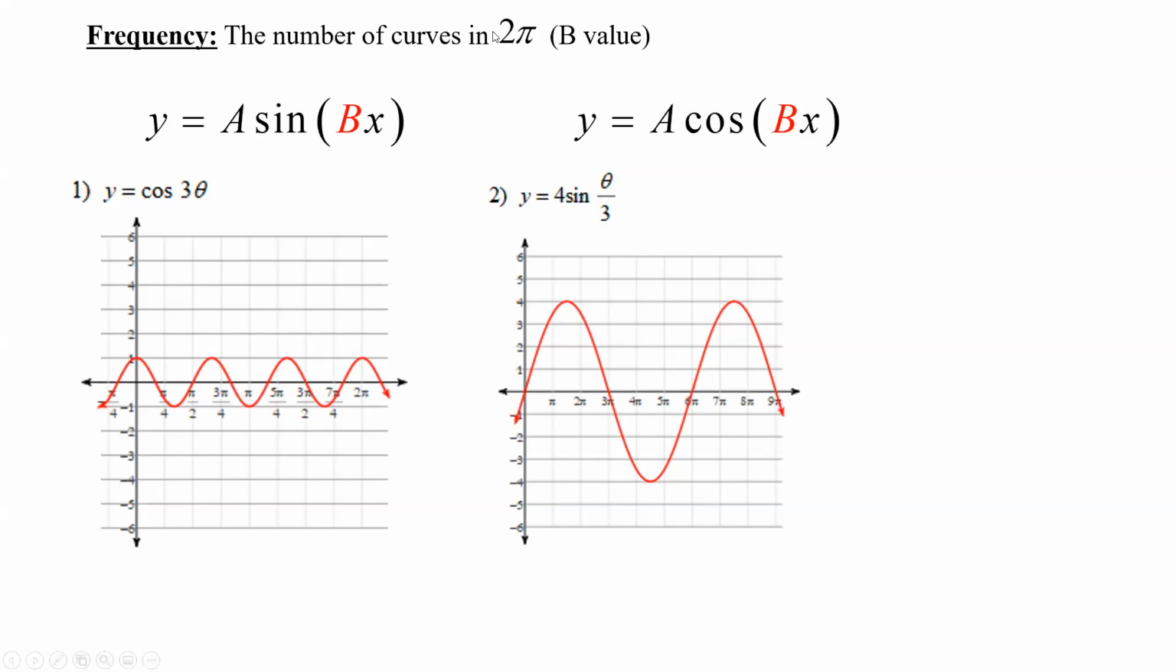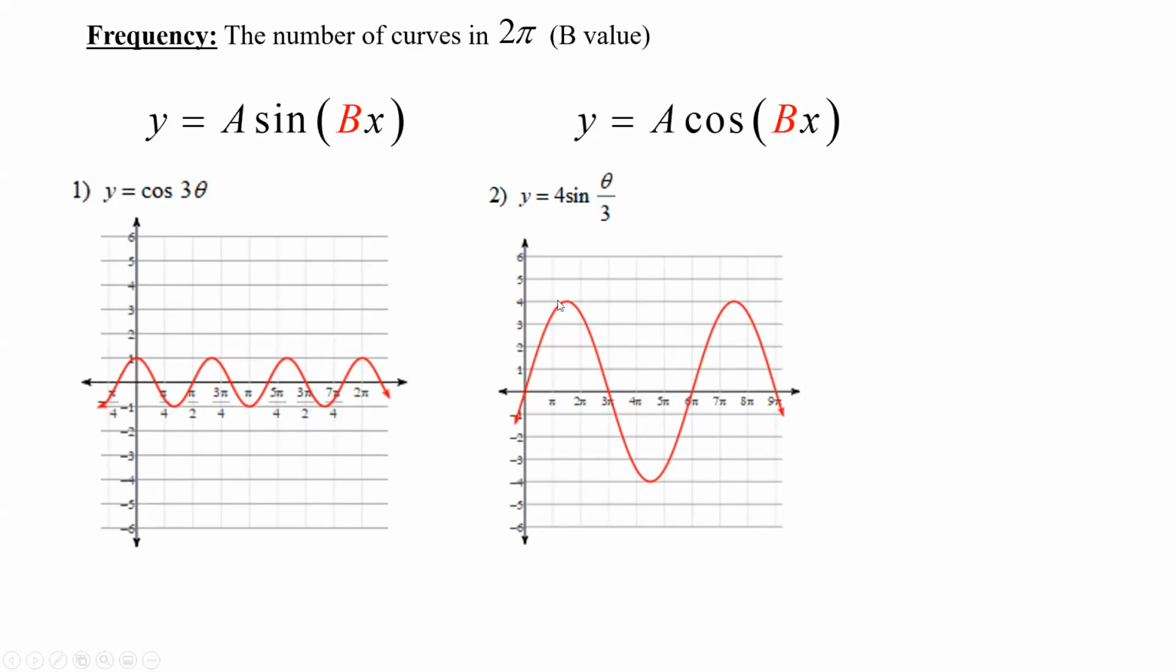What that means is in 2 pi, so you can see 2 pi is here. How many complete cycles do I see? Well, there's 1, there's 2, there's 3. So the frequency tells you the number of curves in 2 pi, the number of curves in a circle, okay? The number of curves in 2 pi.